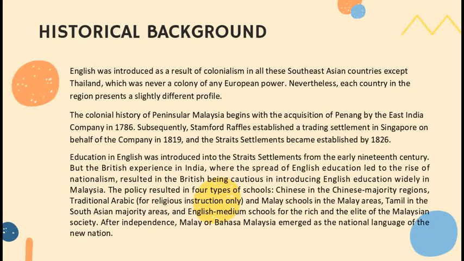became established by 1826. Education in English was introduced into the Straits Settlements from the early 19th century, but the British experience in India, where the spread of English education led to the rise of nationalism, resulted in the British being cautious in introducing English education widely in Malaysia. The policy resulted in four types of schools: Chinese in the Chinese majority regions, traditional Arabic for religious instruction only, and Malay schools in the Malay areas, Tamil in the South Asian majority areas, and English medium schools for the rich and the elite of the Malaysian society.